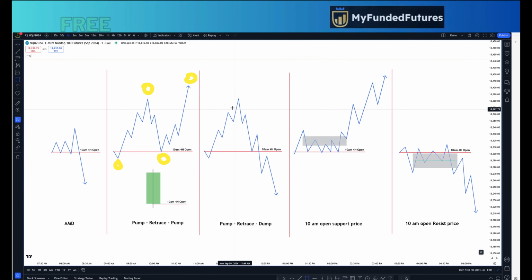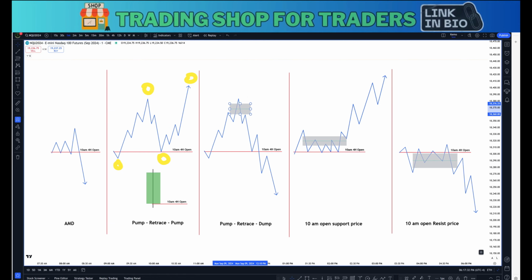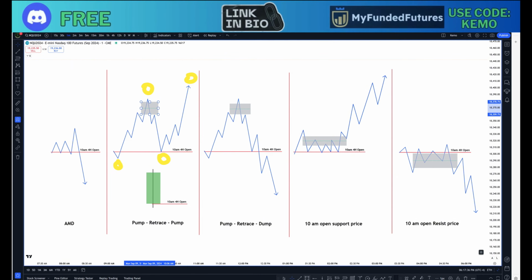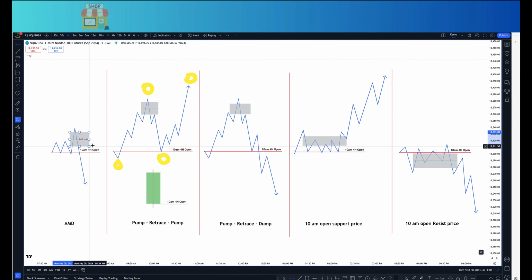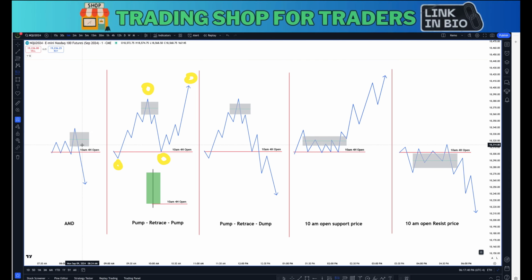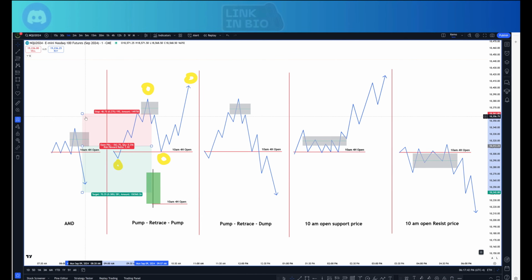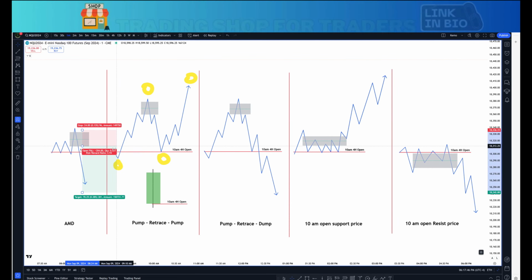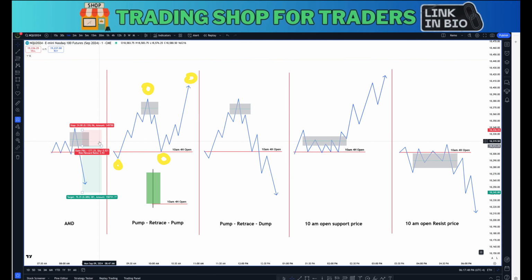Same thing with all of these. So right here, this would be an inversion fair value gap. Right here, this would be an inversion fair value gap. And right here, this would be an inversion fair value gap. And your entry would be looking something like that, and targeting this. And same scenarios with the other cases.